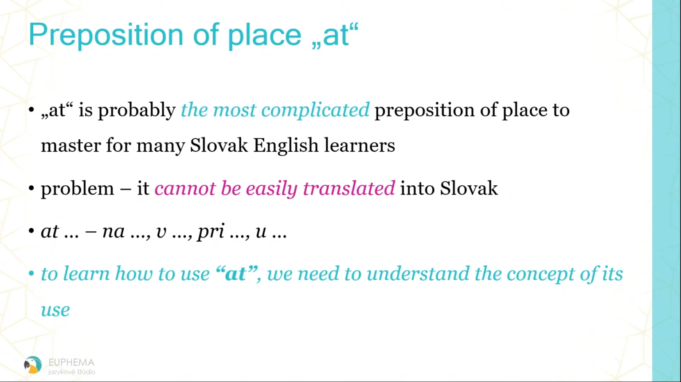And now let's take on the preposition at. At is probably the most complicated preposition of place to master for many Slovak English learners. The problem is that it can't be easily translated into Slovak. It can be translated as na, or v, or pri, or u. So as you can see, it has many translations.